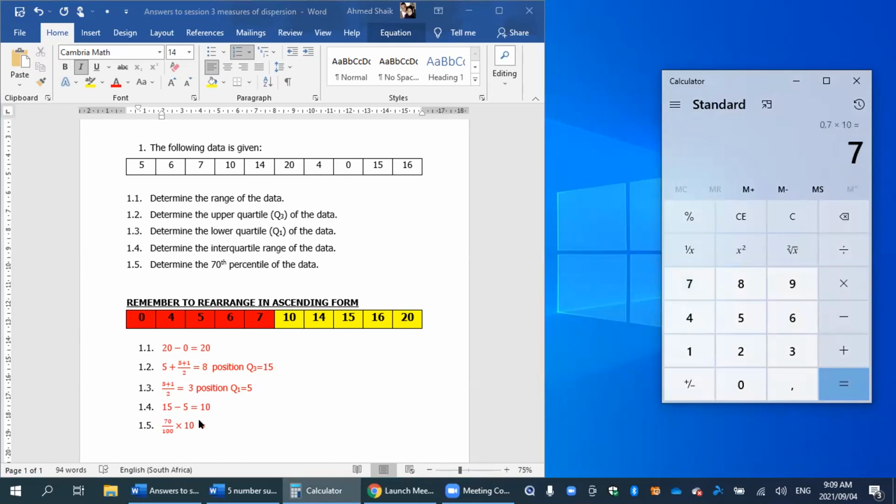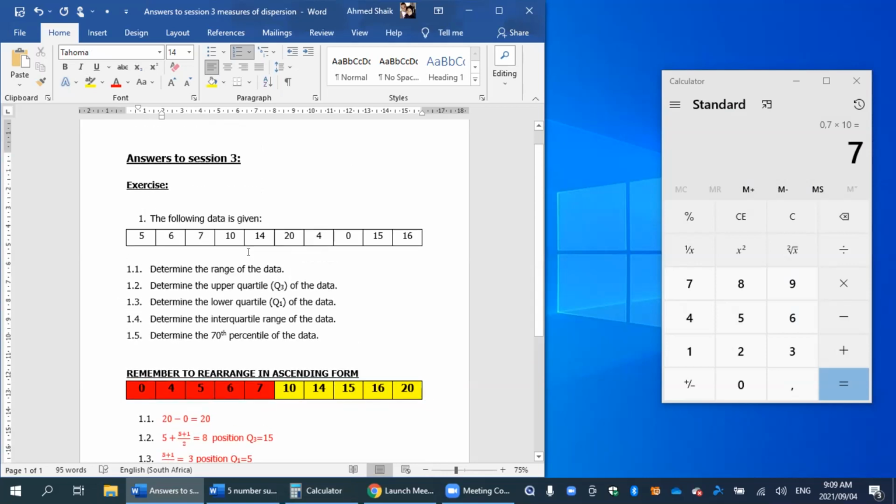And that tells us that the 7th position is our 70th percentile. And that equals 1, 2, 3, 4, 5, 6, 7, 14.